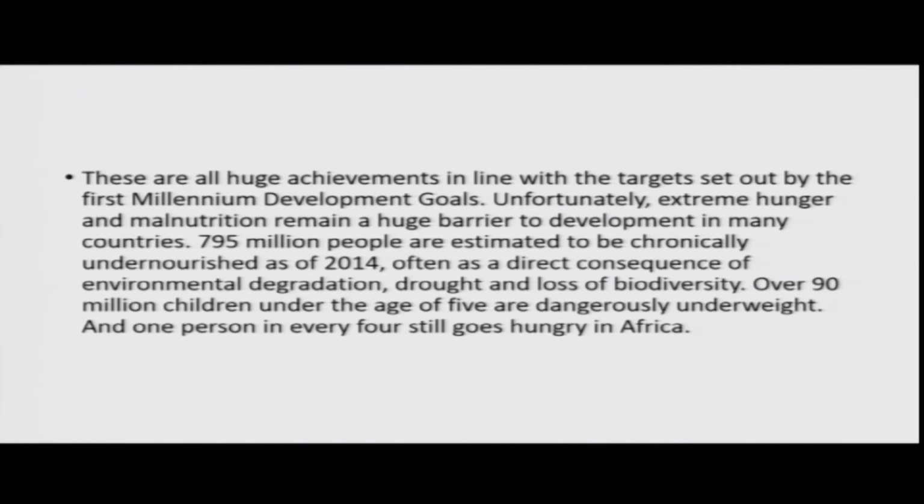Extreme hunger and malnutrition remain a huge barrier to development in many countries. 795 million people are estimated to be chronically undernourished as of 2014, often as a direct consequence of environmental degradation, drought and loss of biodiversity. Over 90 million children under the age of 5 are dangerously underweight, and 1 person in every 4 still goes hungry in Africa. In this sense, you may have a large increase in agricultural productivity, but there can be malnutrition coexisting with this increase.